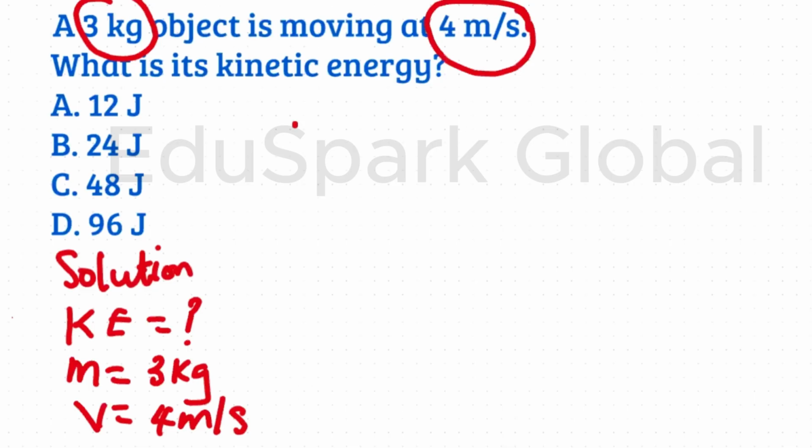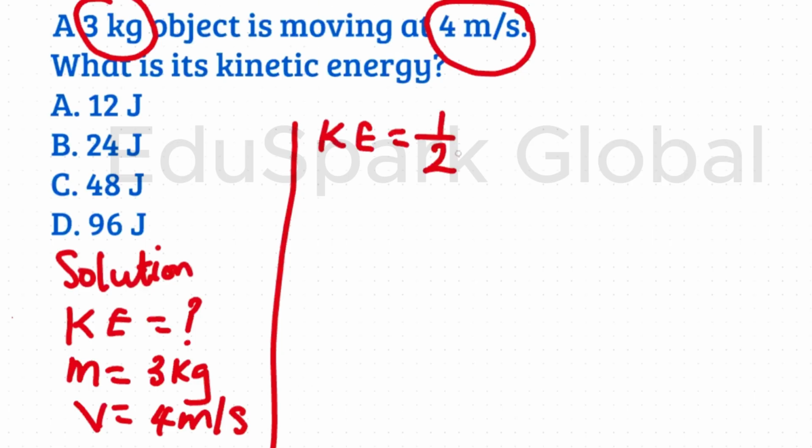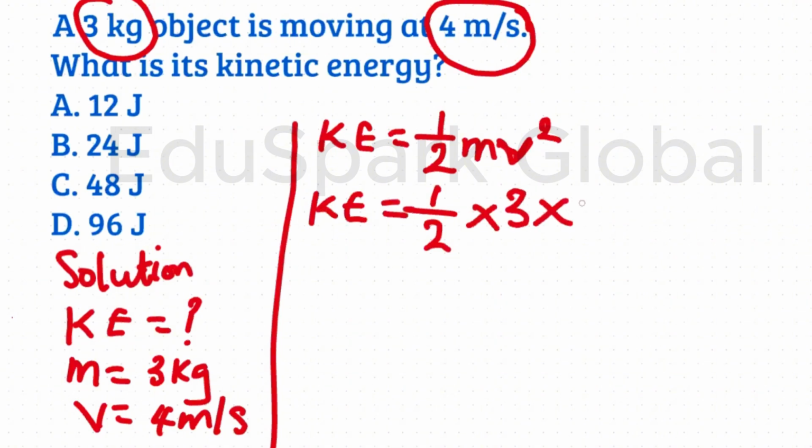Now, we recall that kinetic energy, KE, is half mv squared. Half mv squared. Okay? So if we substitute into the equation, we're going to have half multiplied by the mass, which is 3, multiplied by the velocity, which is 4. So we have 4 squared. So kinetic energy equals half times 3 times 16.